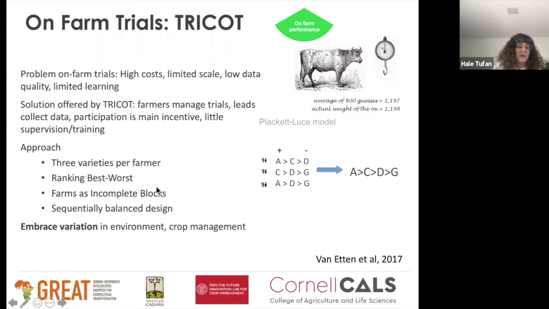And each farm is an incomplete block, so we had up to 30 to 50 reps across different farmers for different varieties, depending on how you design it. And you have a sequentially balanced design so that you make sure that you have replication across different regions, for example, depending on different product uses in different regions. And the bottom line is you really embrace variation in the environment and crop management, and don't try to control for it.